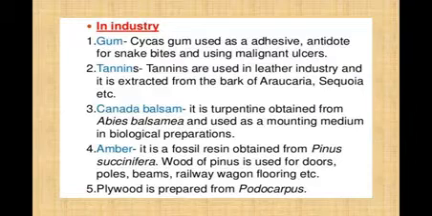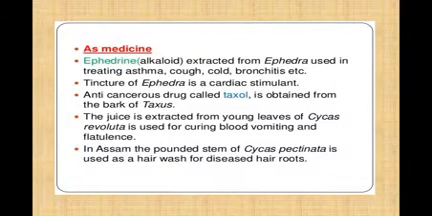Amber. It is a fossil resin obtained from pinus. Wood of pinus is used for doors, poles, beams, railway wagon flooring, etc. Plywood. Plywood is prepared from Podocarpus, which is a gymnosperm. Gymnosperms also have many uses such as in paint making, perfume, etc.